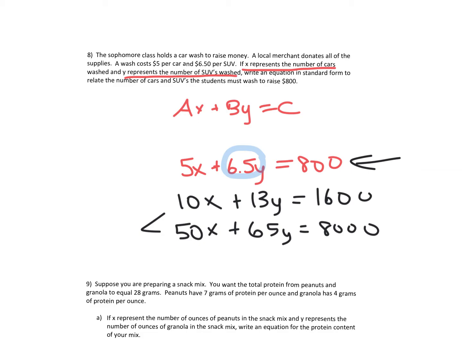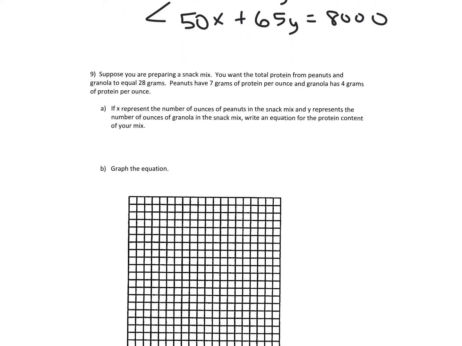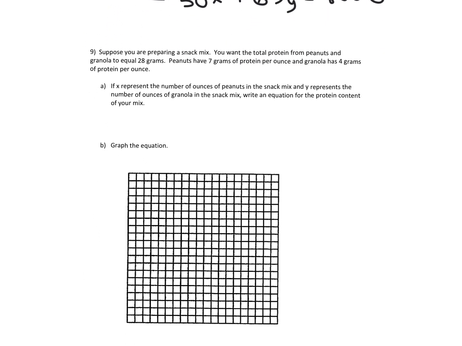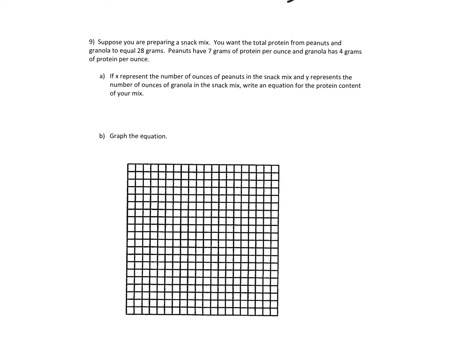Okay, now comes number 9, which is a more challenging one. Suppose you're preparing snack mix. You have grams of protein from peanuts and then from granola. So peanuts have 7 grams of protein per ounce. Granola has 4 grams of protein per ounce. So they give you let statements. X is the number of ounces of peanuts. So this is X. And then you have Y is the number of ounces of granola in the snack mix.